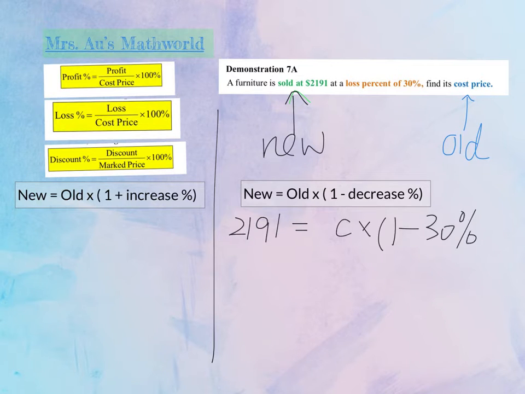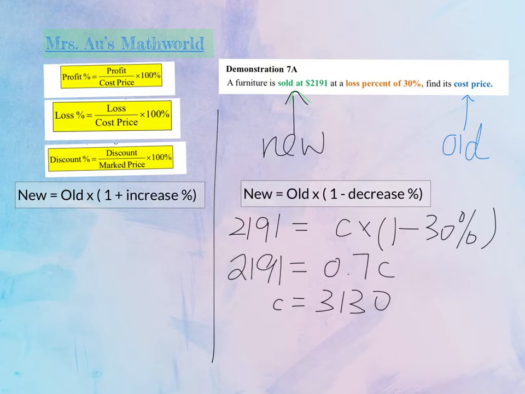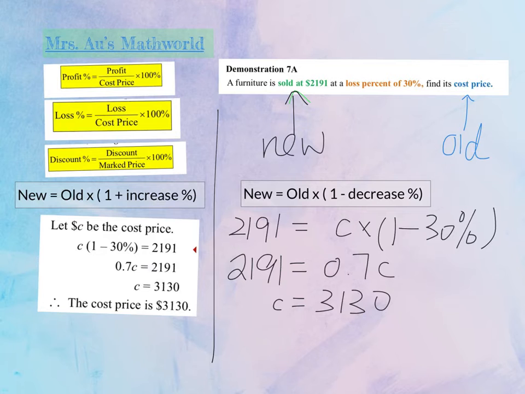The cost price times 1 minus 30%. Okay? And that means it is 0.7 times C equals to this one, and you will get the answer. So let's show you the detailed steps. Don't forget to let the unknown first, set up the equation like this, solve it, and you can get the solution at last.